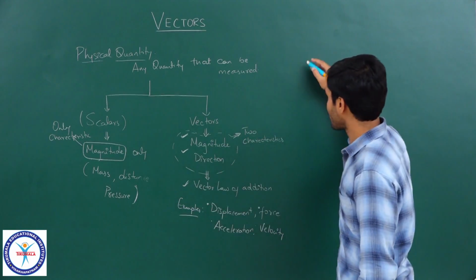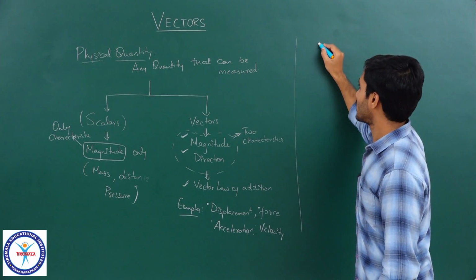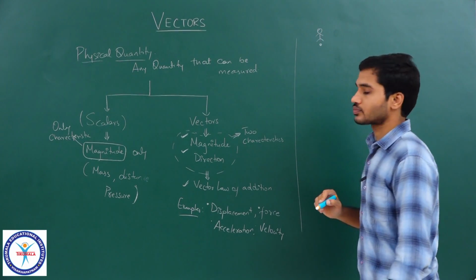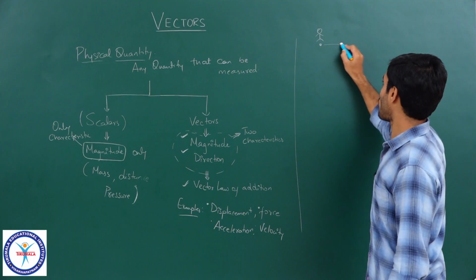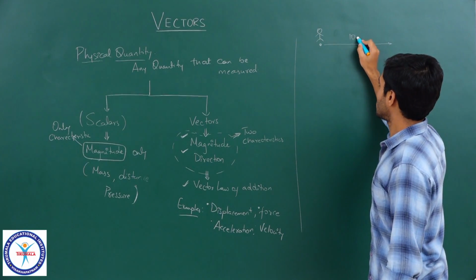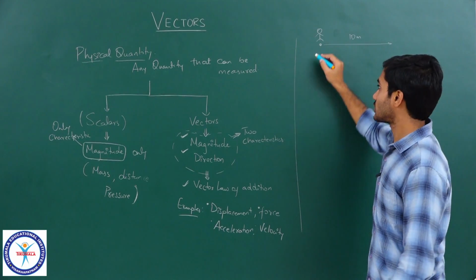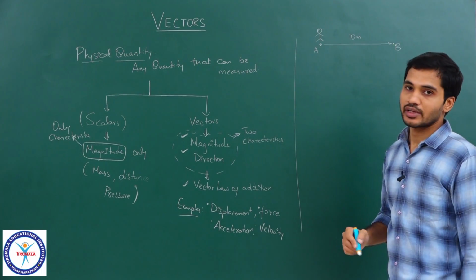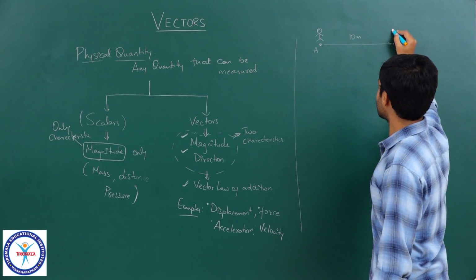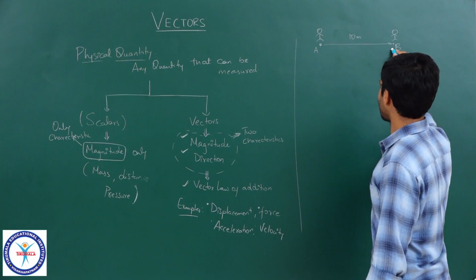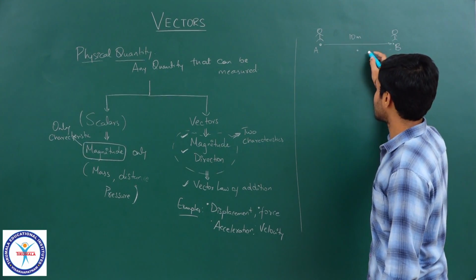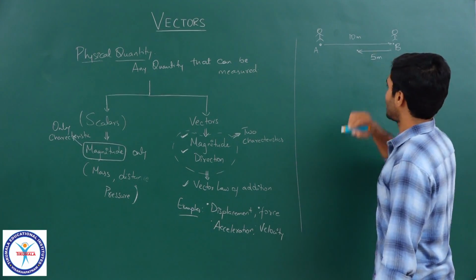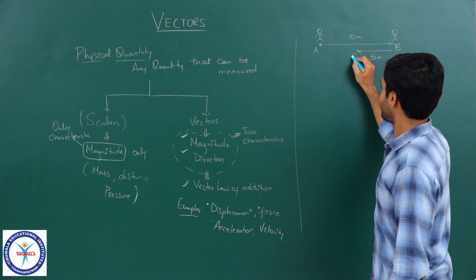I will just give you an example. Let us say there is a person who is standing over here, and he walks forward by 10 meters. So, he started from A and he reached B, clear. So, 10 meters, and then he started from B once again, turned back, and traveled till this position, 5 meters, let us consider. So, he reached C.